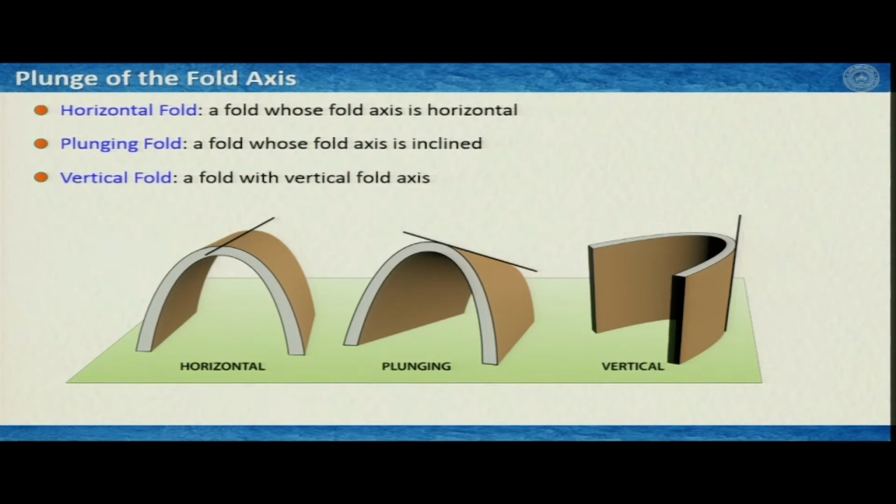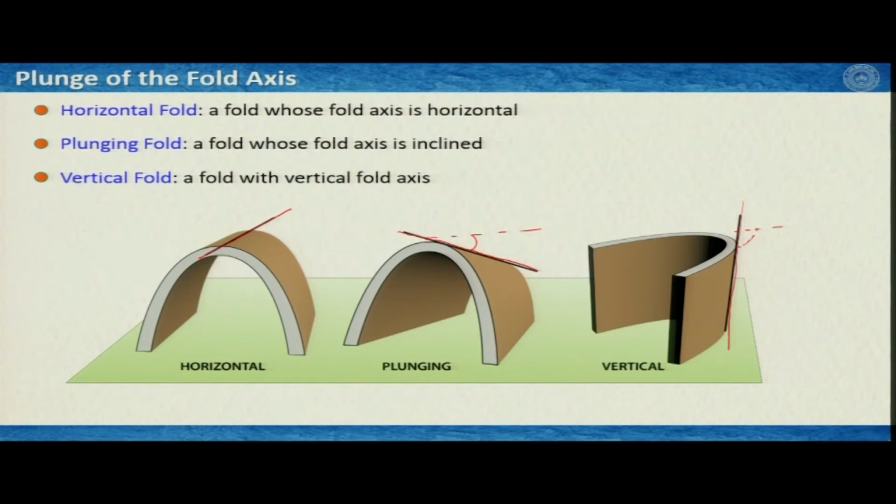As you can see in this illustration here, this is a horizontal fold because the fold axis is horizontal here. This is a plunging fold because the fold axis has a plunge. If you consider this is your horizontal line on this plane, then this would be the plunge of this fold axis, and if you consider this one, the vertical one, then this is your fold axis, and of course the angle is quite high or close to vertical. So, therefore, based on the plunge of the fold axis, we have horizontal fold, plunging fold, and vertical fold.